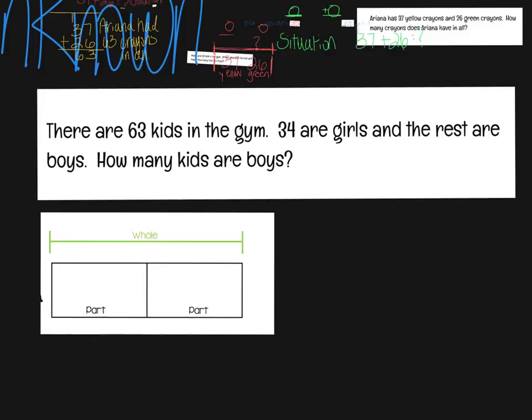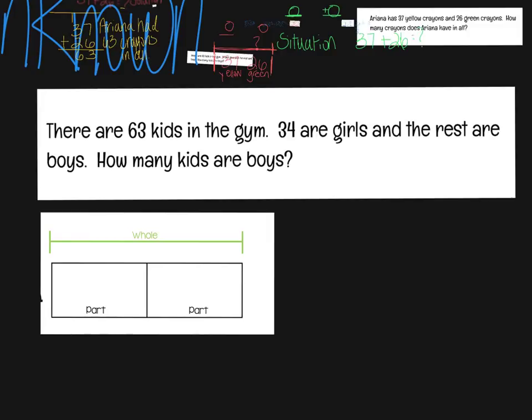There are 63 kids in the gym. 34 are girls, and the rest are boys. How many kids are boys? Okay, did you see your mind movie? Did anybody leave? No. Did any new students join the gym class? Nope. Nothing like that happened. So was there any action in this problem?